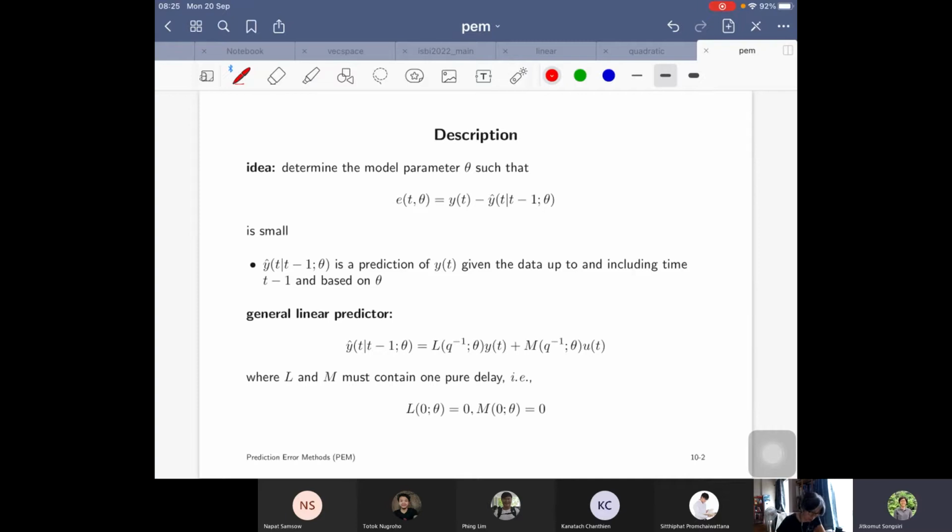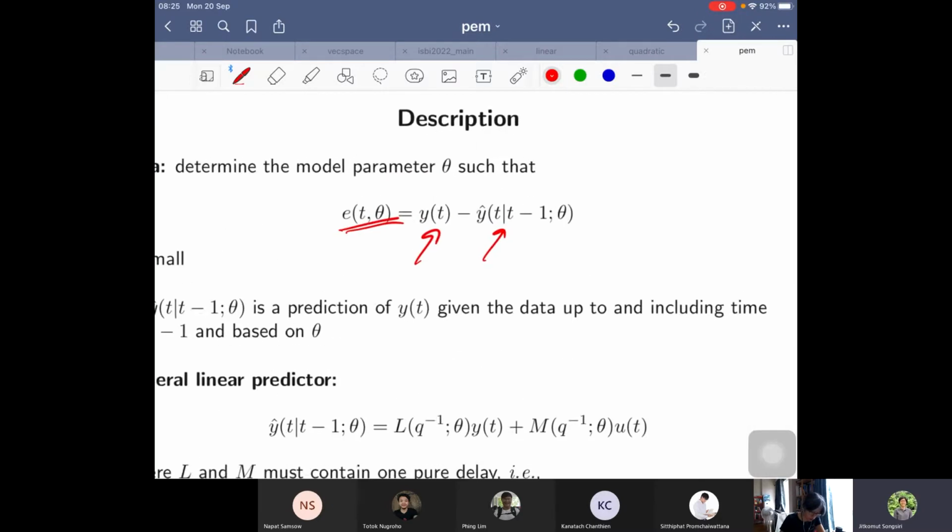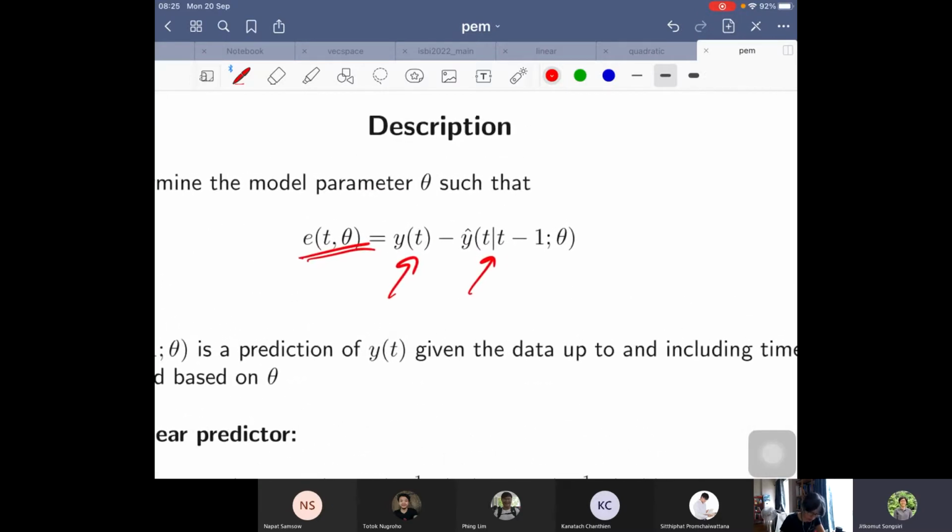So the PEM starts from the definition of the error that is called the prediction error e. It is the actual measurement y(t) minus its prediction. If we take a look at the notation closely, I use e as a function of t, which is time, and a function of the parameter theta. This theta is a model parameter. It's a function of theta because of this term, y hat.